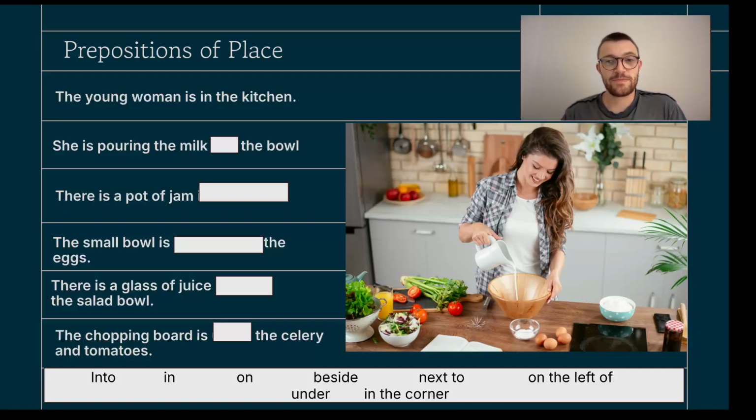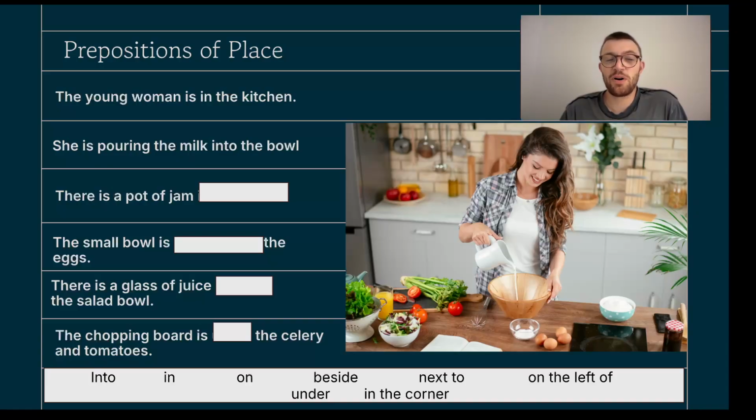Okay. So this young woman is in the kitchen. What is she doing? What is she doing in the kitchen? She is pouring the milk into the bowl. There we go. I don't know why she's pouring milk. She's got a bit of a strange group of ingredients. She's got some salad ingredients and a jug of milk and some eggs. Maybe she's making a cake.